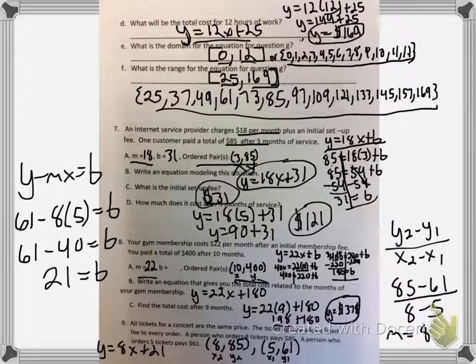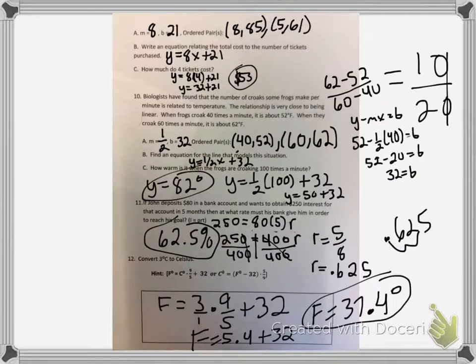All tickets for the concert are the same price. Number 9, the ticket agency adds a fixed fee to every order. A person who orders 8 tickets pays $85, and a person who orders 5 tickets pays $61. Let's go ahead and go to the next page. We're given 2 ordered pairs here. There are 8 and 85 and 5 and 61.